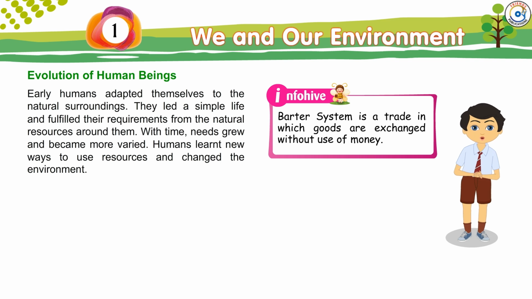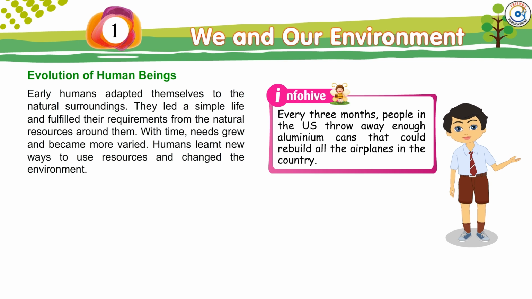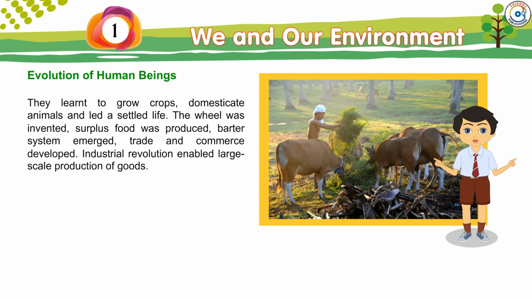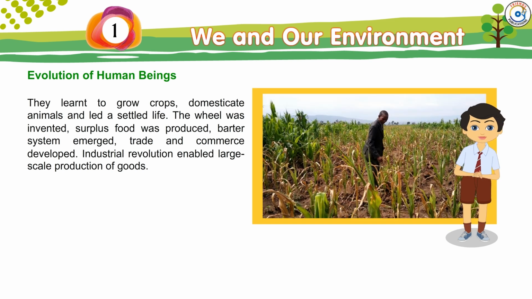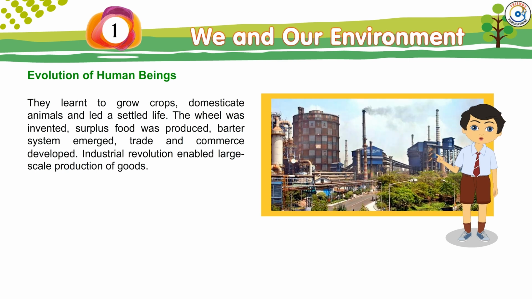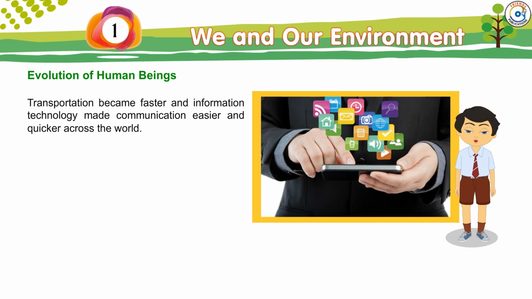Info-hive. Barter system is a trade in which goods are exchanged without the use of money. Every 3 months, people in the US throw away enough aluminum cans that could rebuild all the airplanes in the country. They learned to grow crops, domesticate animals, and led a settled life. The wheel was invented, surplus food was produced, barter system emerged, trade and commerce developed. Industrial revolution enabled large-scale production of goods. Transportation became faster and information technology made communication easier and quicker across the world.